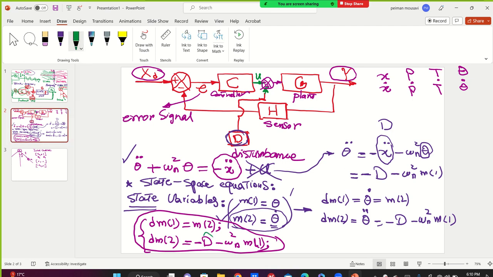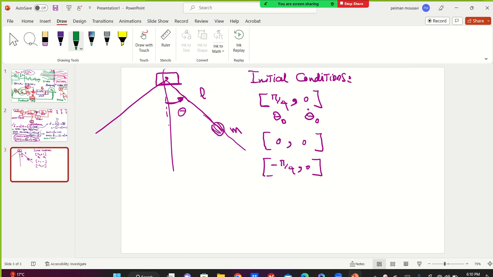We have a disturbance. I have to define it in MATLAB code. I'm saying x of t, the motion of the base, is a periodic term, sine of t. Look here, I'm saying this moves like this. Ding, ding, ding, ding. This is the disturbance of the system.